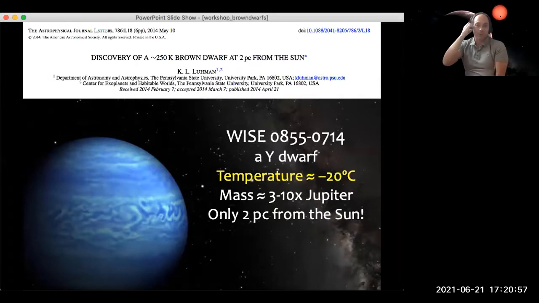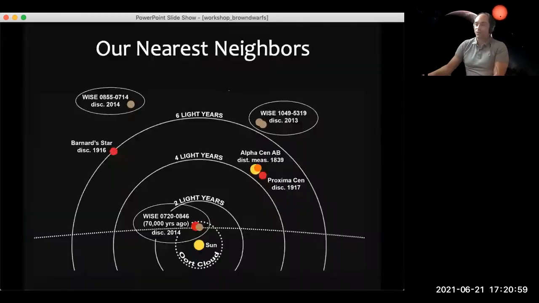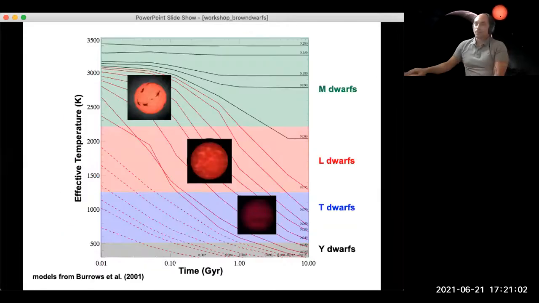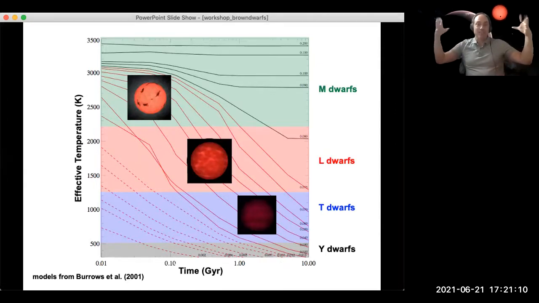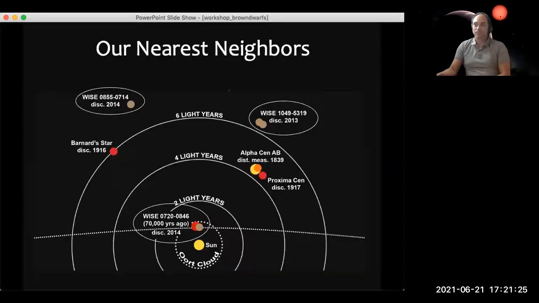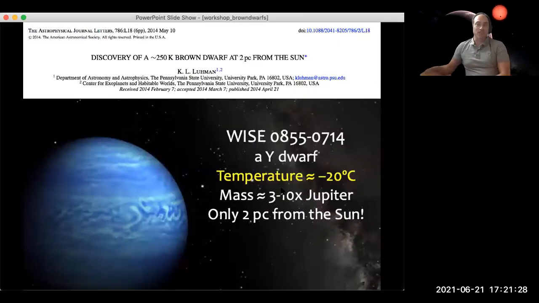So one thing I didn't really mention too much is that if we go back to that evolutionary plot, you'll notice that the lower mass lines tend to be cooler. And of course, that goes back to the fact that these things are contracting. If you have less mass to contract, you have less gravitational energy to heat up the star in the first place. So in general, lower mass things are cooler at a given age than higher mass things, even as everyone's cooling off over time. So this object has to be something on the order of 3 to 10 times the mass of Jupiter to be as cold as 250 Kelvin today.